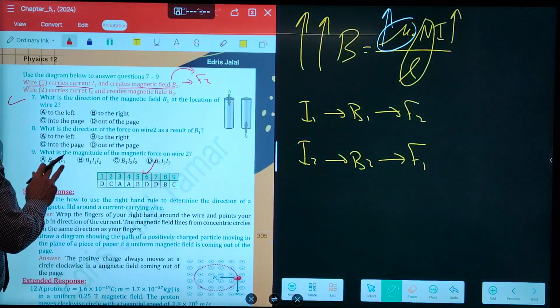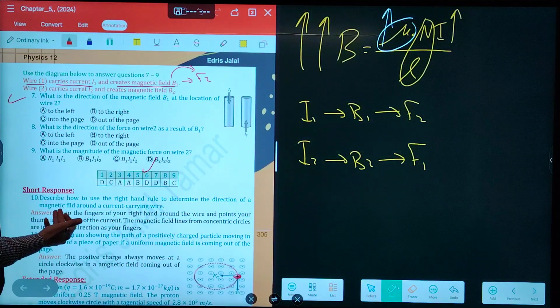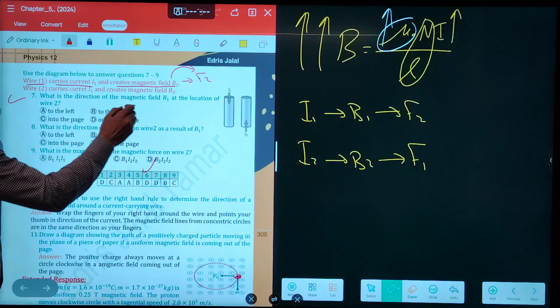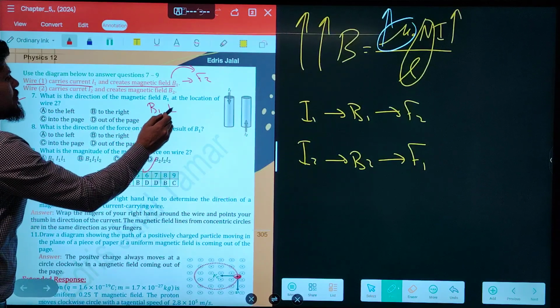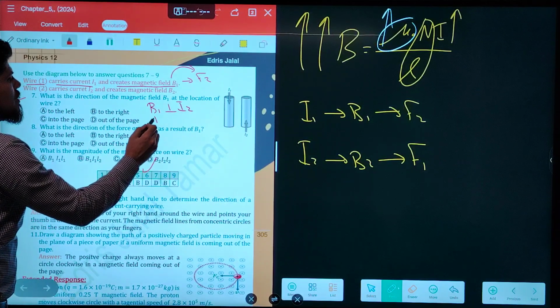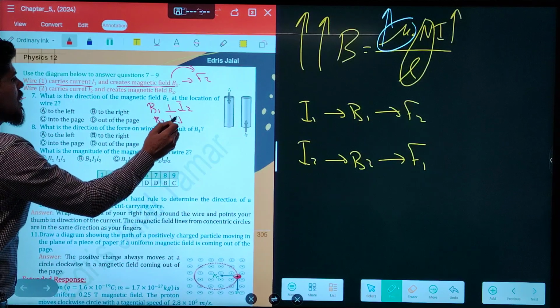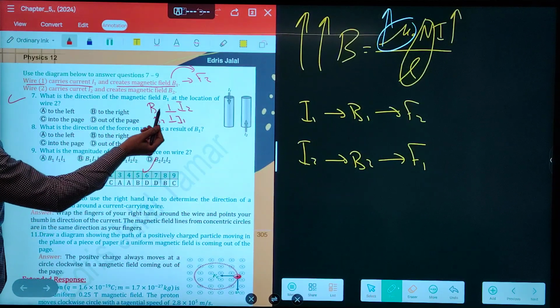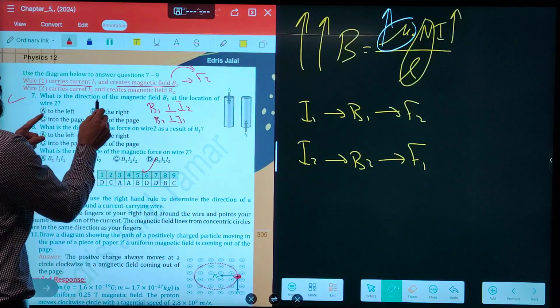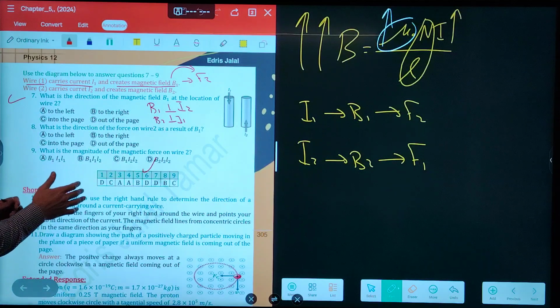What is the direction of the magnetic field B1 at the location of wire 2? B1 on wire 2 is perpendicular always. B1 perpendicular to I2. B2 perpendicular to I1. Perpendicular, it means that out of the page. What is the direction of the magnetic field B1 at location wire 2?